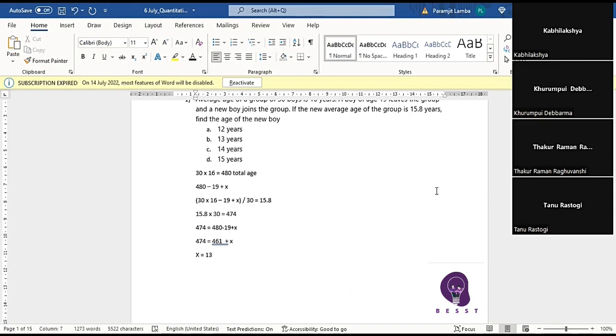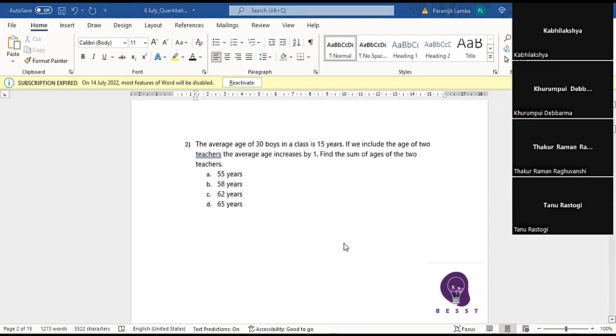We move on to the next question. The average age of 30 boys in a class is 15 years. If we include the age of 2 teachers, the average age increases by 1. Find the sum of ages of the 2 teachers. What will we do here? How will we go about it? Total age is how much? 30 into 15 is equal to?